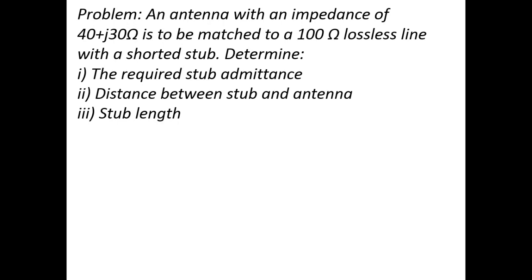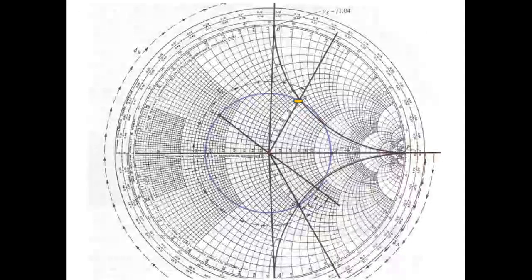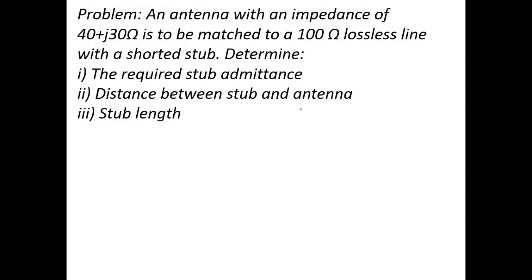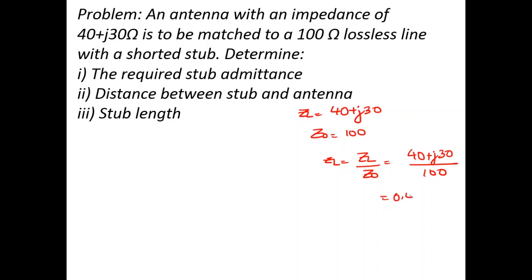As we know, the first step is to calculate the normalized impedance. Here you can see ZL is 40 plus J30, Z0 is 100. So normalized ZL is ZL by Z0, which equals 40 plus J30 divided by 100. It will be 0.4 plus J0.3. So you have to identify point P such that R equals 0.4 and X equals 0.3.